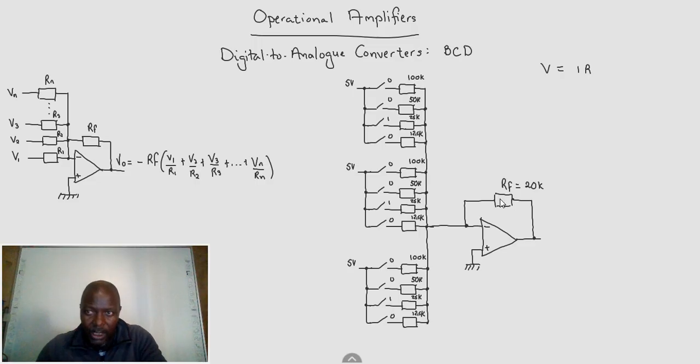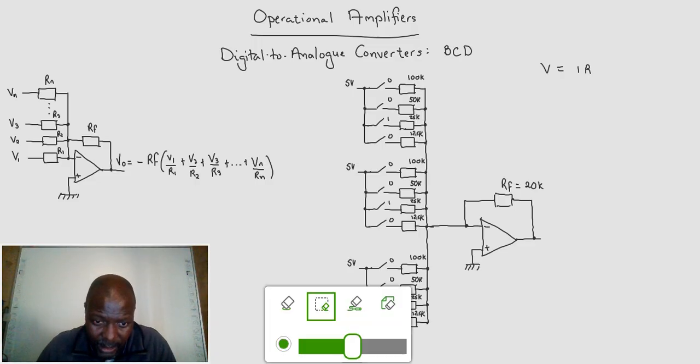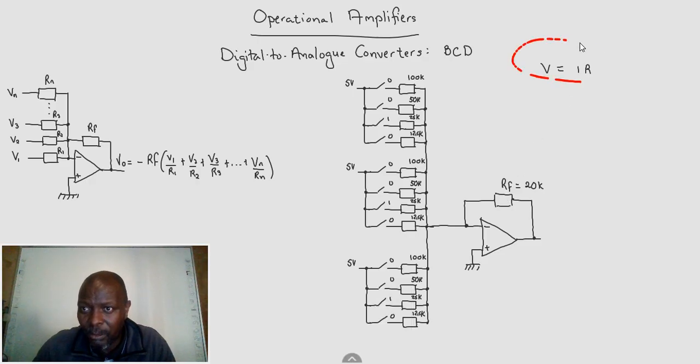Now, based on this formula, let me rather change it because my interest is I. Let me have I is equal to V over R. Let's bear this in mind.